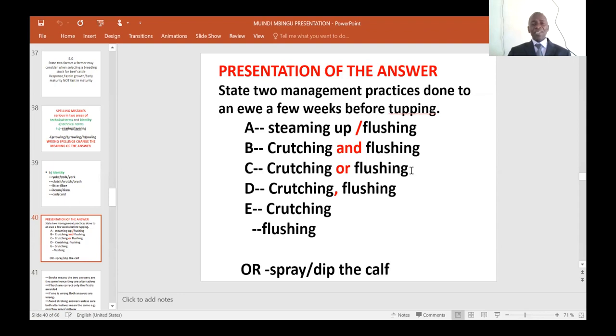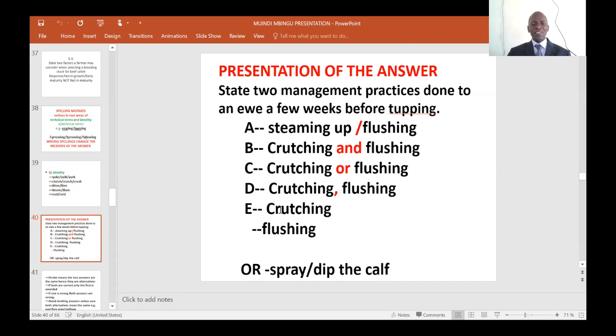Remember, an exam is supposed to establish what you have known and what you have not known. So the word "or" tends to signal a state of uncertainty in you as a candidate. Avoid using it. Avoid using the slash also. Steaming up, not slash, but comma, flushing, is also uncertain.